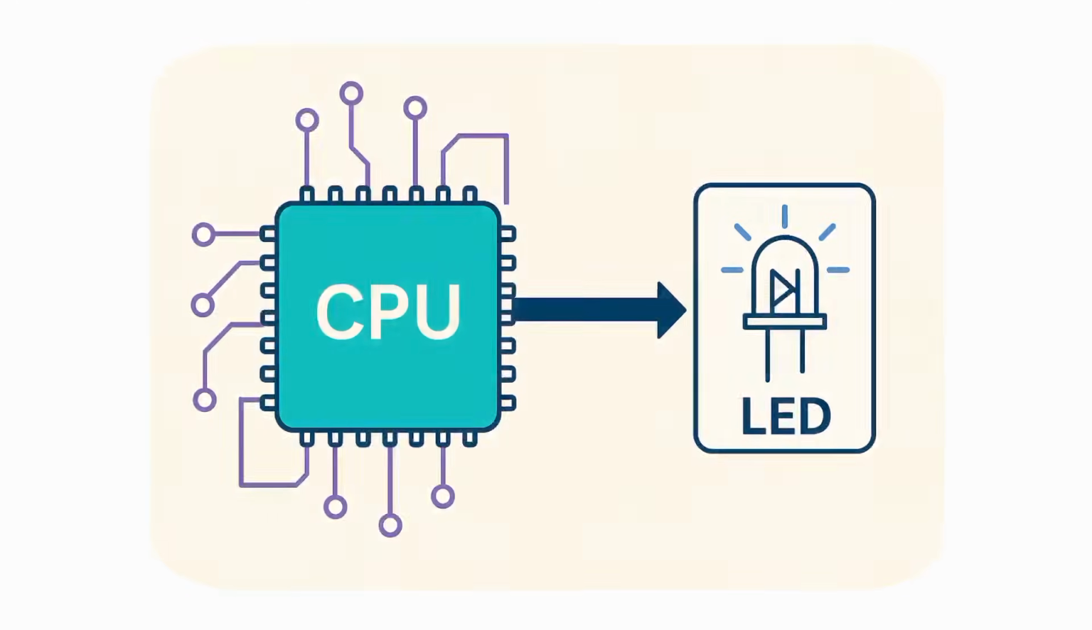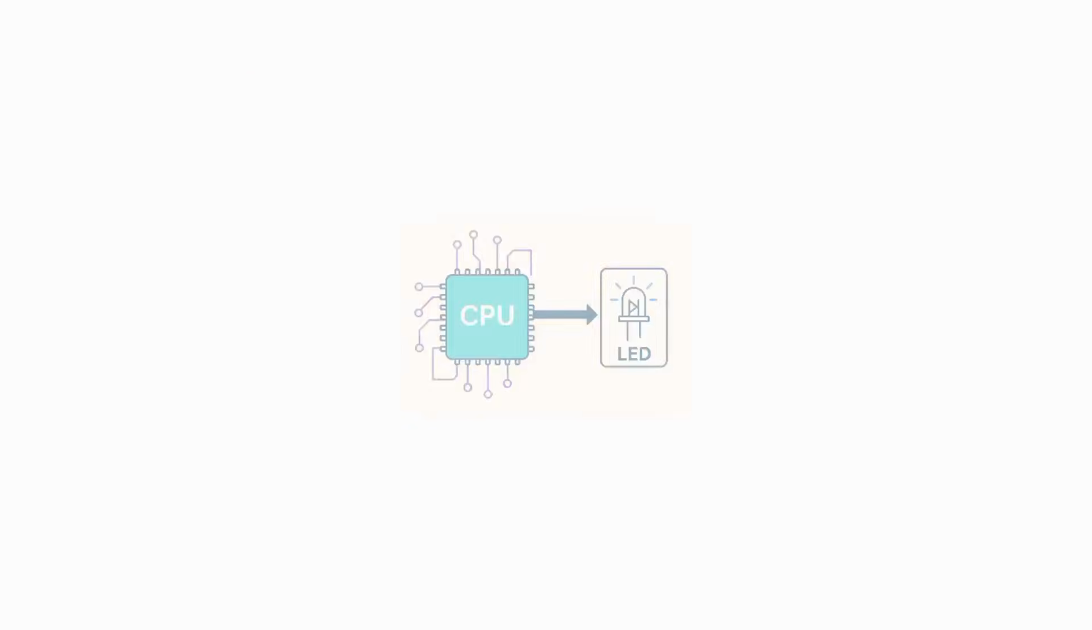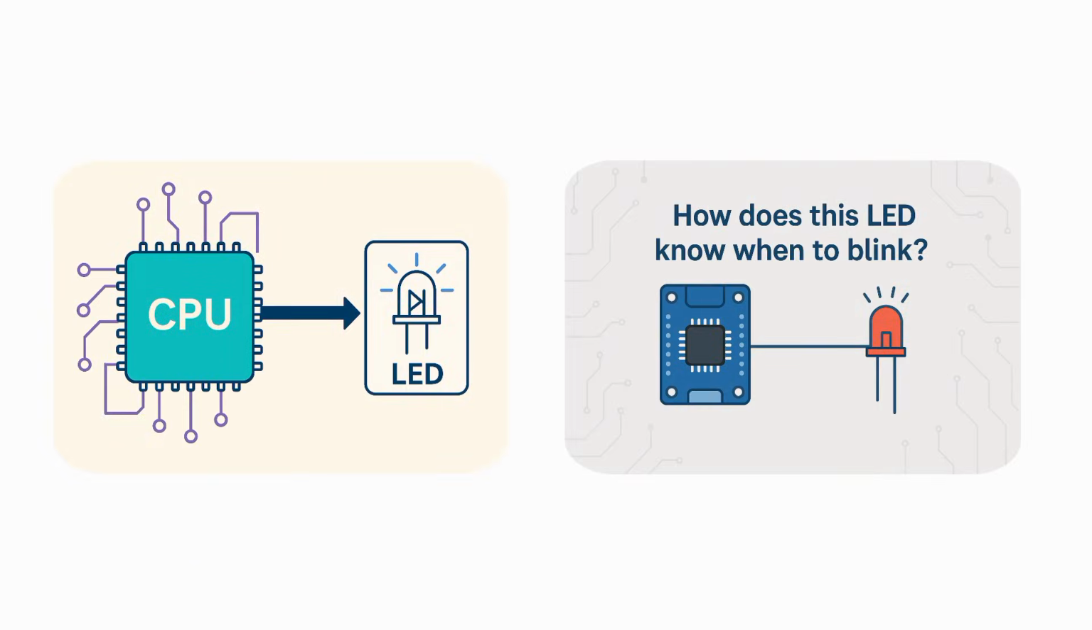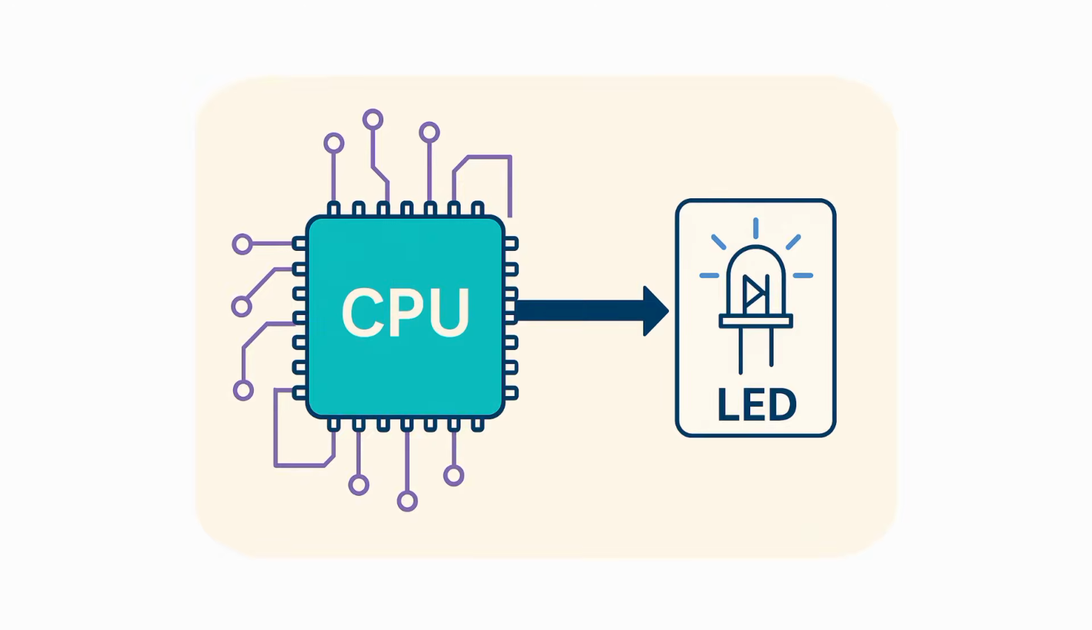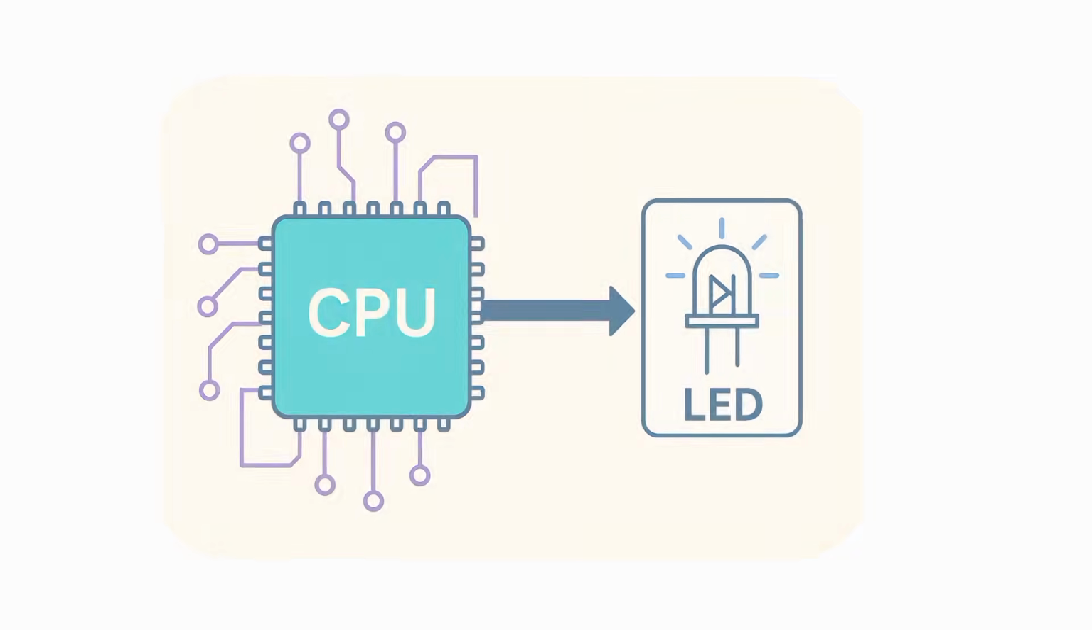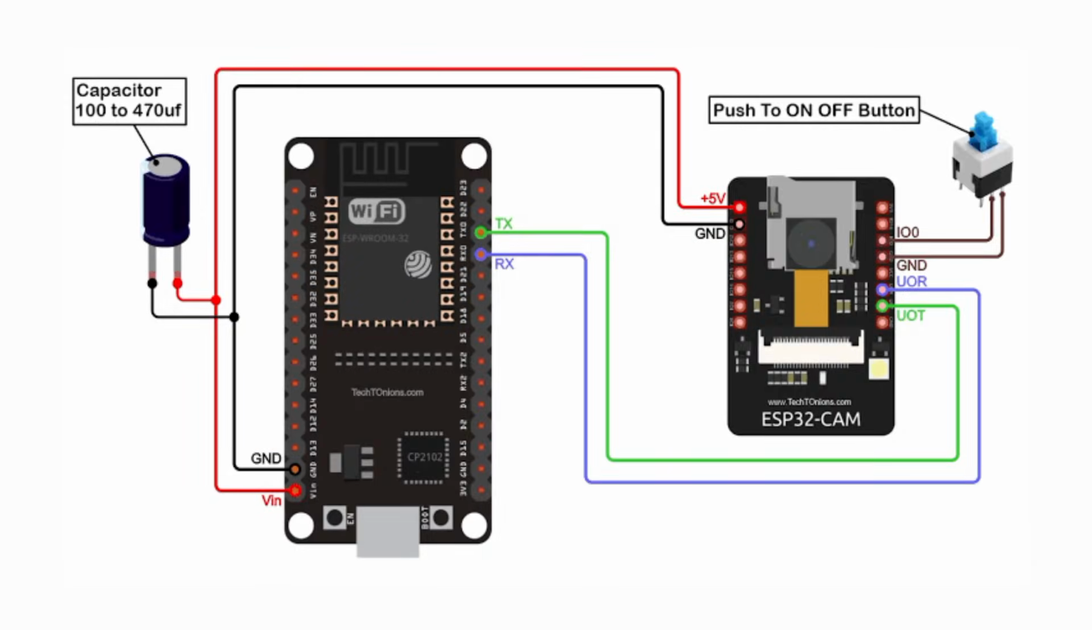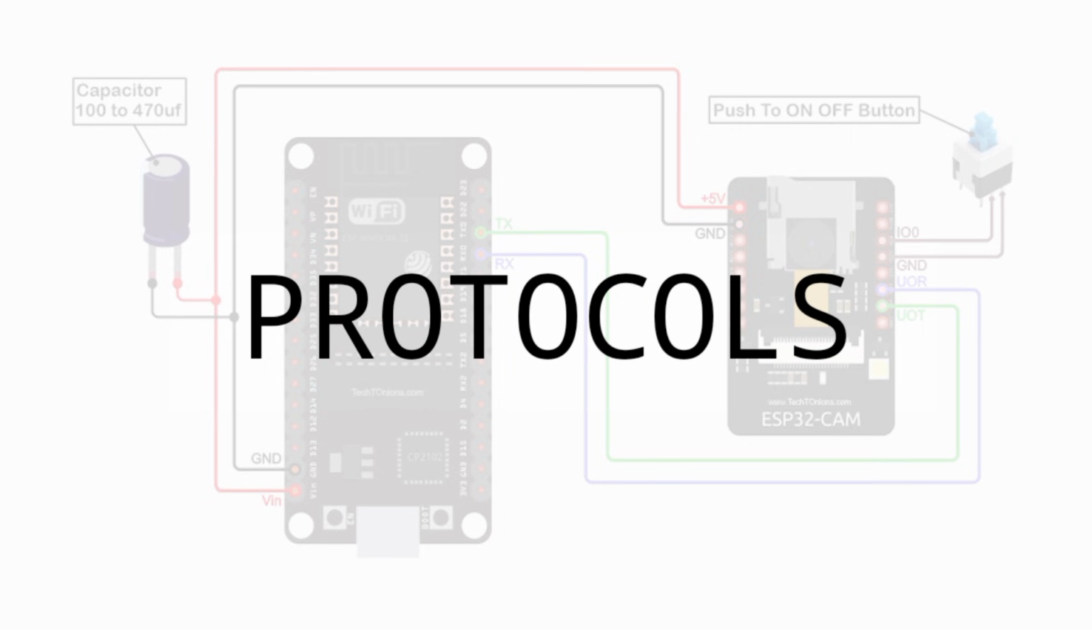We always say the CPU sends the signal. But how? How do two electronic components, or two chips, actually talk to each other? The answer is UART. As we took the example of LED blinking, the communication will be between the main CPU chip and the LED. Chips and other electronic components use protocols to communicate with each other.